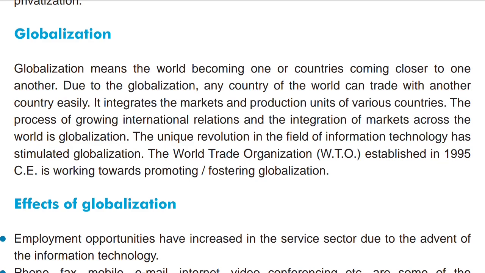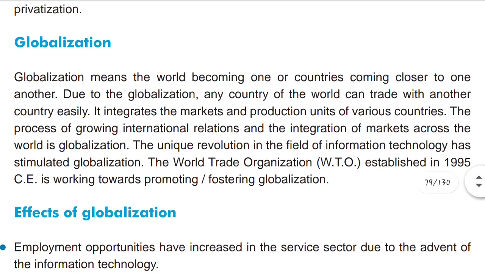The process of growing international relations and the integration of markets across the world is globalization. In short, if we want to understand what globalization is, it means all the countries and all the industries which are developing in the countries of the world come closer to each other and establish trade relationships so that every country can prosper and have a great profit.